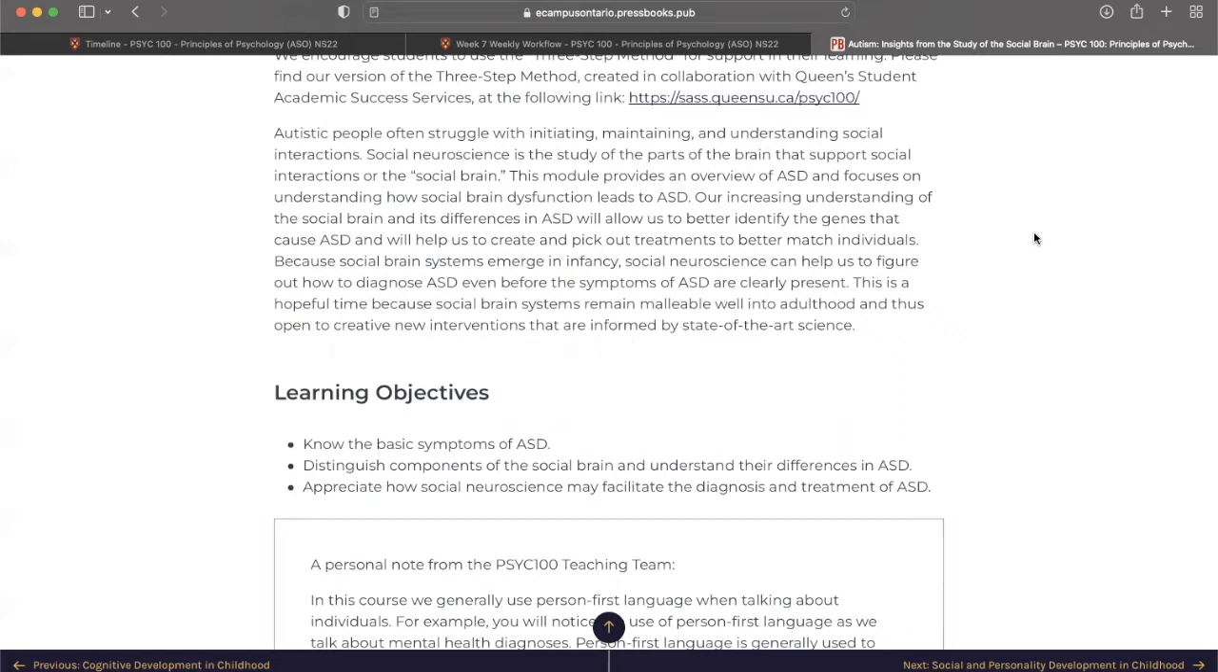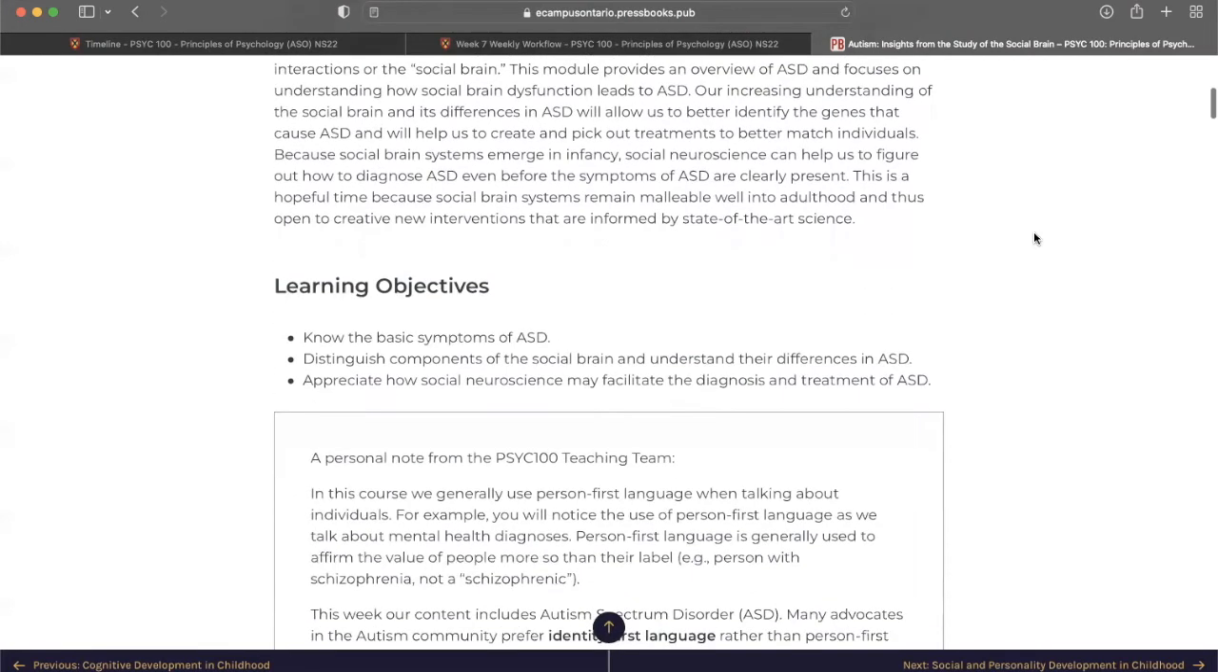Because social brain systems emerge in infancy, social neuroscience can help us to figure out how to diagnose ASD even before the symptoms of ASD are clearly present. This is a hopeful time because social brain systems remain malleable well into adulthood and thus open to creative new interventions that are informed by state-of-the-art science.